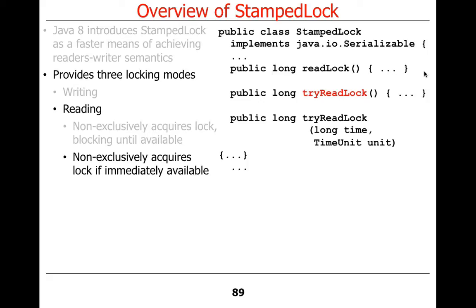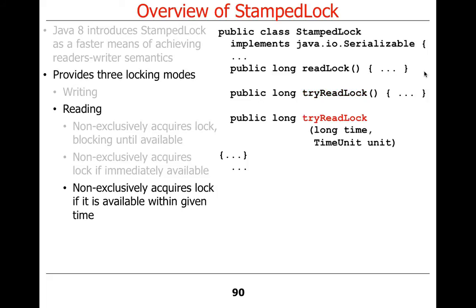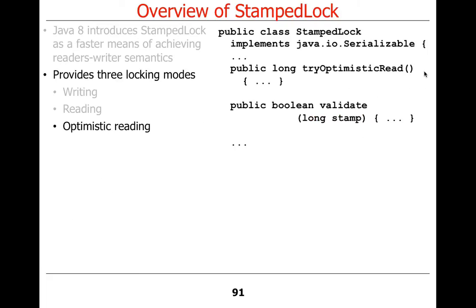As before, you have a non-blocking attempt at trying to get a read lock, and you also have a timed attempt at trying to get a read lock. Same basic ideas as before. Okay, so far so good. So far, it's pretty much more or less just like ReentrantReadWriteLock, and there's a few little tweaks. Here's where things get interesting. So the third mode is the so-called optimistic reading mode.